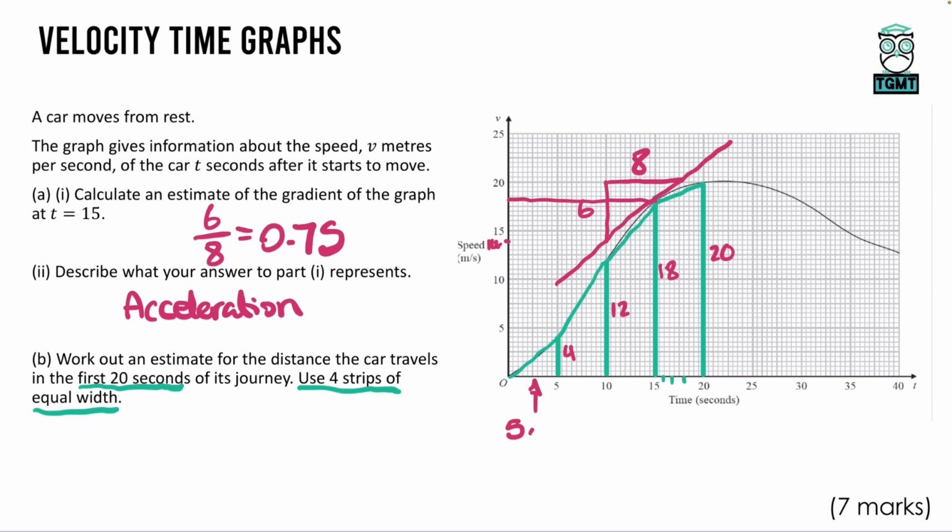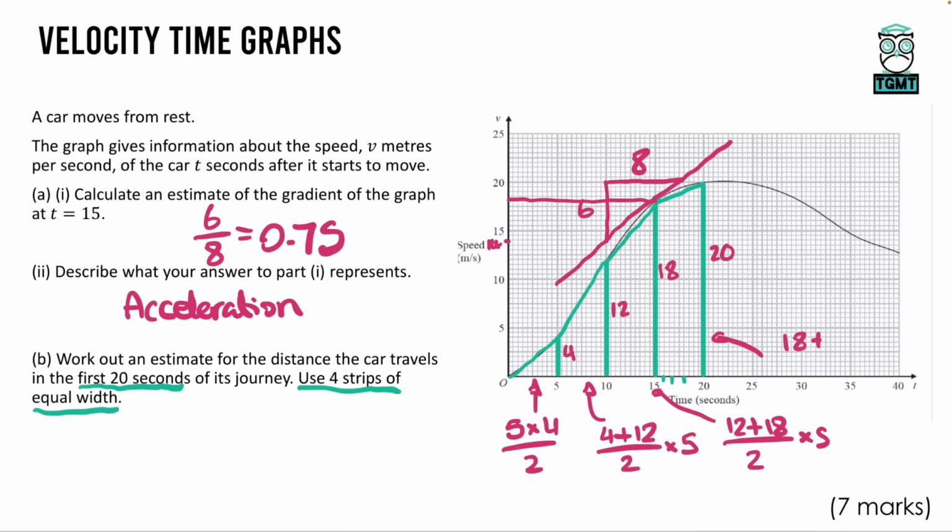So the base there is 5. So 5 times 4 divided by 2. That gives me the area of the triangle. For the trapezium, add together the 2 parallel sides. So 4 plus 12 divided by 2 times by the height, which is 5, the distance between them. And then replicate this for the others. So 12 plus 18 divided by 2 times 5. And the last one, 18 plus 20 divided by 2 times 5.